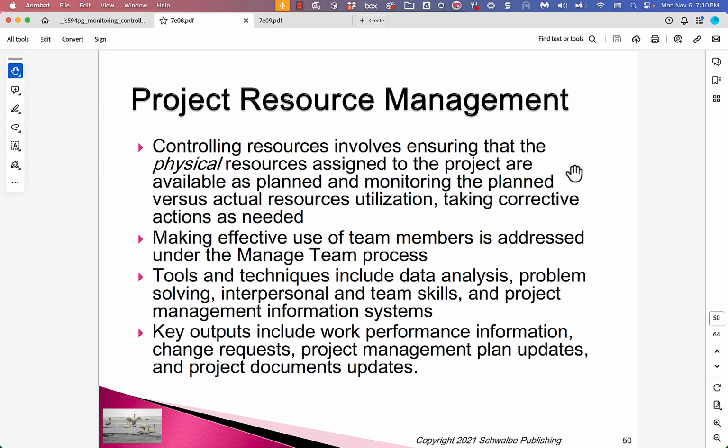Making effective use of team members is addressed under managing the team process. We talked about that in another chapter. Tools and techniques include data analysis, problem solving, interpersonal and team skills, and project management information systems. We talked about those in another chapter. Key outputs include work performance information, change requests, project management plan updates, and project document updates.